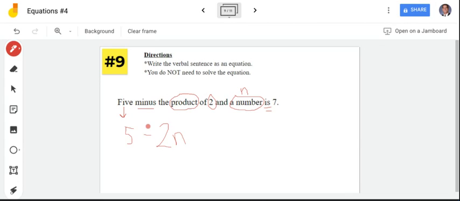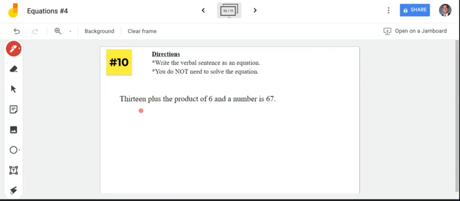So 5 minus 2 times n is or equals 7. And that's it. That's taking the sentence and turning it into an equation. And like I said, you do not need to solve the equation. You would just write this. 5 minus 2n equals 7.